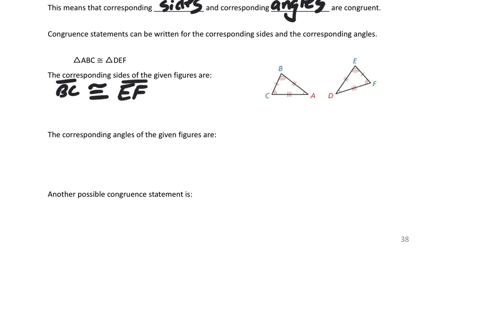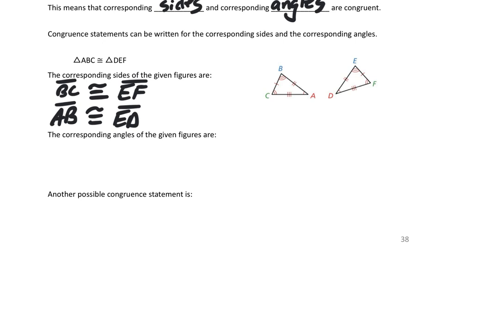Okay, then I'm going to go to the one that has 2 markings on it. So I'm going to go to AB. AB is congruent to ED. What if I said DE? Would that be okay? ED or DE? When I name a segment, it doesn't matter. If I'm naming the triangle, then that would matter, and we'll talk more about that.